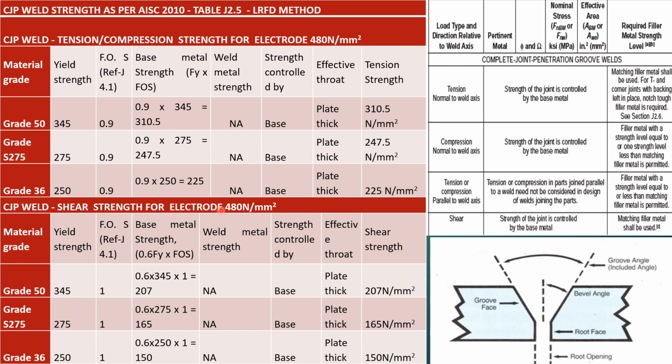Same thing for shear strength for complete joint penetration weld. The factor of safety value is 1. So for grade 50, the shear strength value is 207 Newton per mm square. Grade 275, 165 Newton per mm square. For grade 36, 150 Newton per mm square is the CJP weld strength.